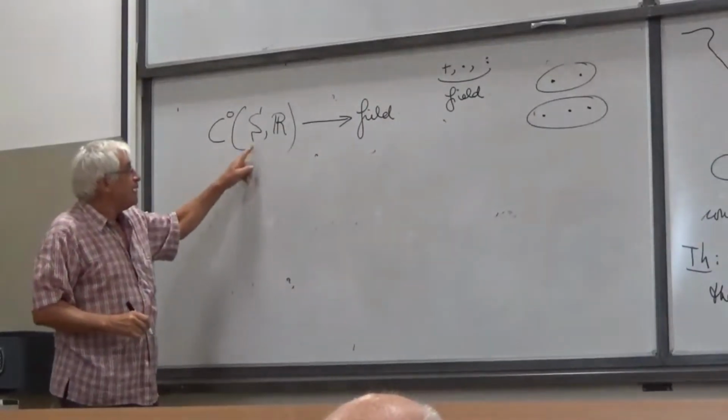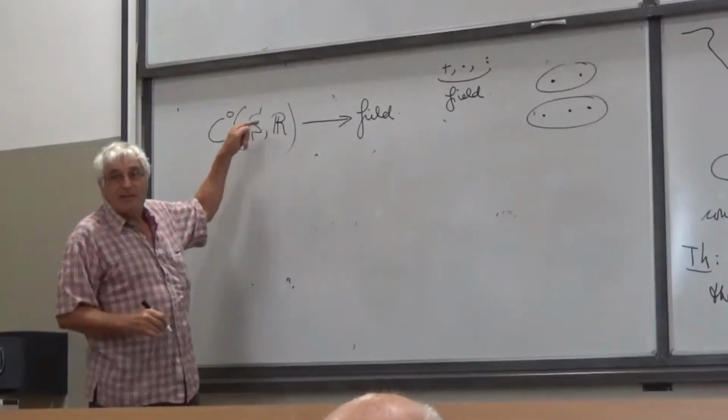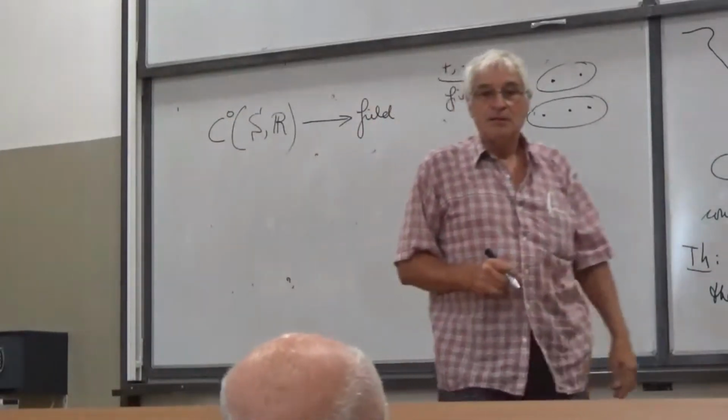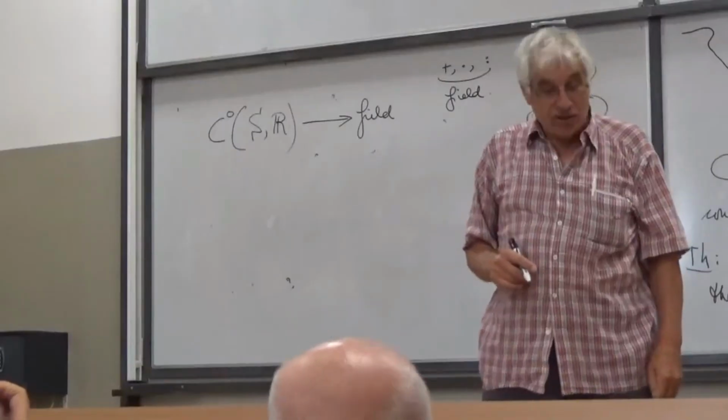So a point in S is the same as a map to a field. Is that a key idea?